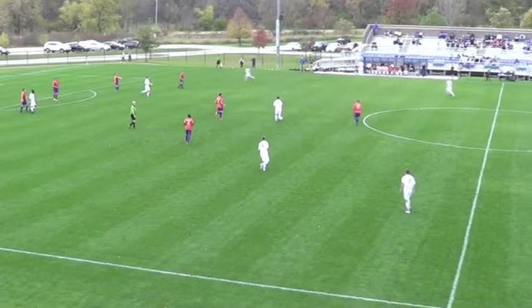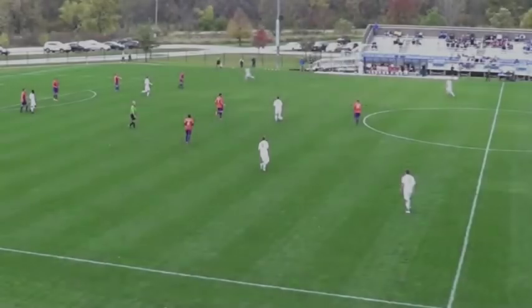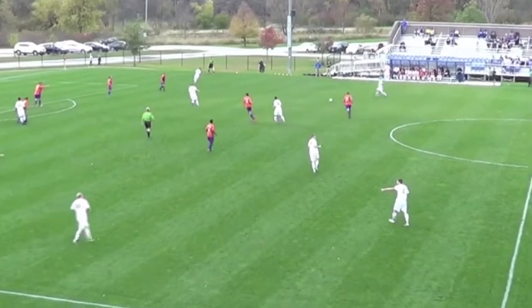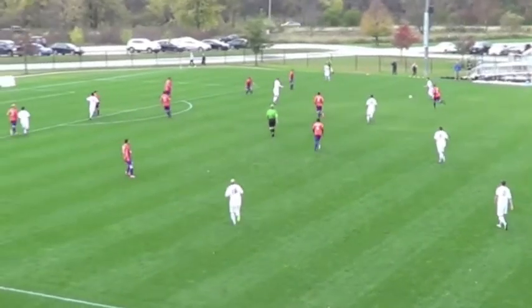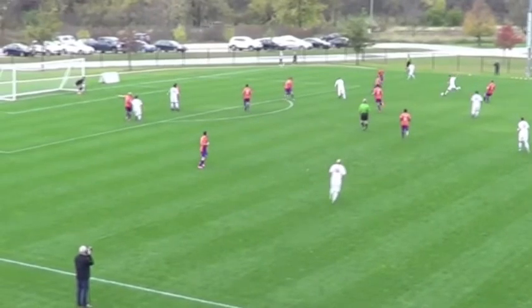Let's pause again and look at the last piece. The movement of the weak side player we see here, most commonly an outside back or outside midfielder. Here are some things to think about as a weak side player when switching play. Resuming, we can see that the player has done a good job of recognizing cues, moving forward quick enough to eliminate this player, and eventually getting a shot off from just outside the 18.